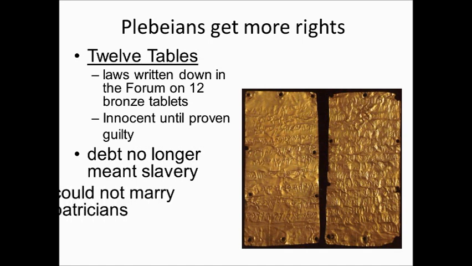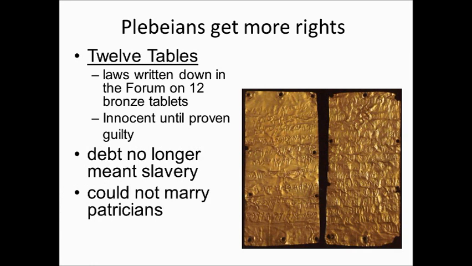And then one area where they do lose a little ground is it becomes illegal for a patrician to marry a plebeian. Now later on this is going to change. Societies change, viewpoints change, and that happens here in this case as well.